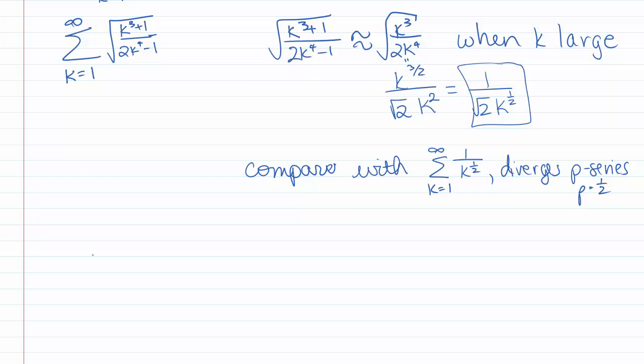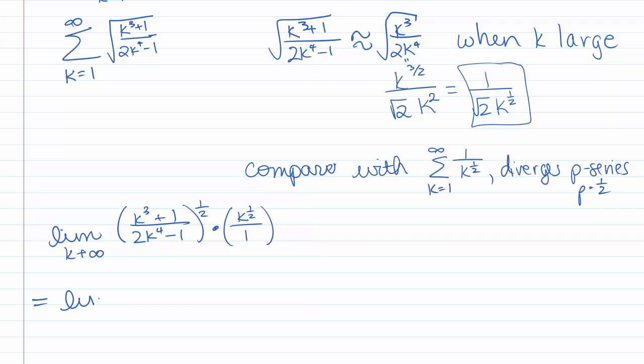So let's look at this limit and see if we can actually make this comparison. The limit as k goes to infinity of (k cubed plus 1) over (2k to the fourth minus 1), all to the half. And I'm going to go ahead and flip the 1 over k to the half already. So this is k to the half over 1. Dividing by 1 over k to the half is the same as multiplying by k to the half over 1. And since everything here is actually to the half, I can go ahead and combine it.